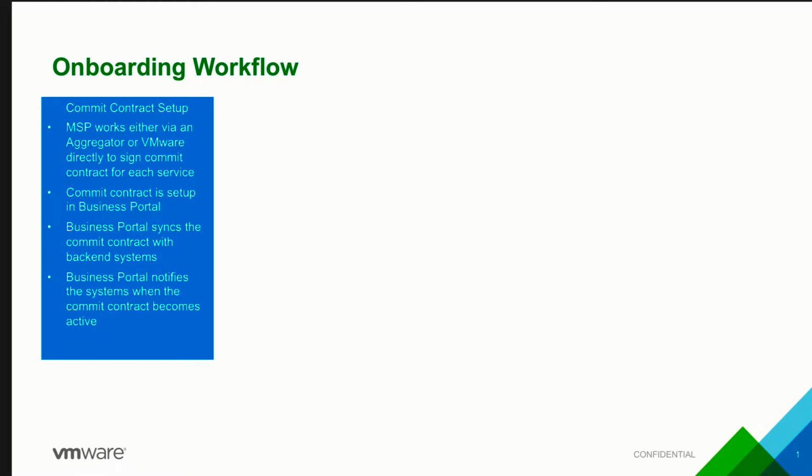The first step is to create a commit contract. MSP works either with an aggregator or VMware directly to sign a commit contract for each service that they want enabled in VMware Cloud Provider Hub.